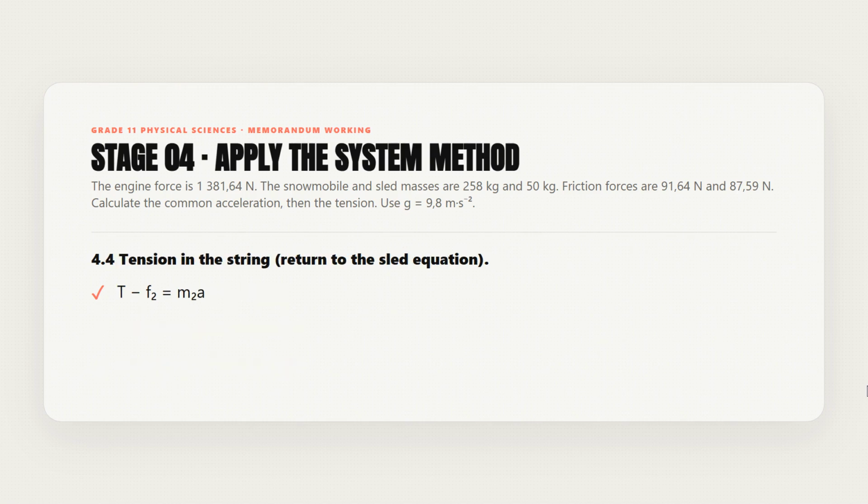Question 4.4. The tension. Return to the sled equation, T minus F2 equals M2A, substitute 87.59 for friction and 50 times 3.90 for the mass acceleration product. Isolate T, and you get 282.8 newtons. Keep the unrounded acceleration until this final step for accuracy.